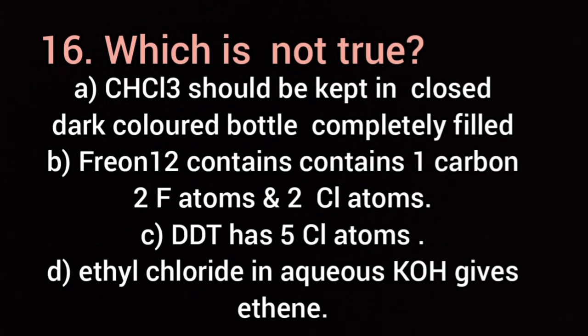Which is not true? Chloroform should be kept in a dark colored bottle, completely filled, and the bottle should be closed. B. Freon 12 contains 1 carbon, 2 fluorine atoms and 2 chlorine atoms. DDT has 5 chlorine atoms. Here all these options are correct, I think. Ethyl chloride in aqueous KOH gives ethene. Yes, this option is not correct. Ethyl chloride in aqueous KOH gives an alcohol, but here it is said to give ethene, that is an alkene. So this option is not correct. So out of 4 options, 3 options are correct. Which is not true? Obviously the correct option is D.